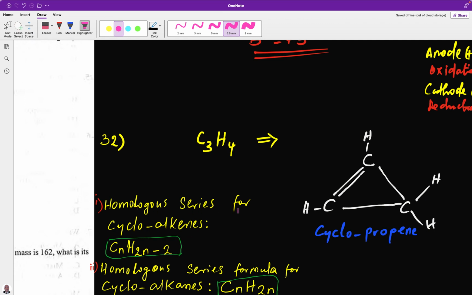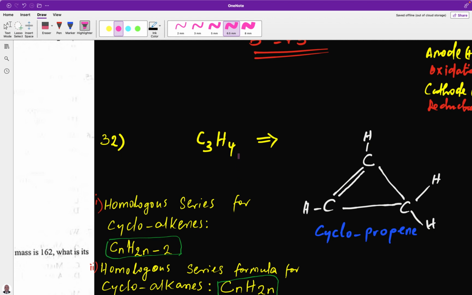For the homologous series for cycloalkenes, the formula is CnH2n minus 2. Since there are 3 carbons there, 1, 2, 3, it will say C3. Then how many hydrogens will be there? 2 times 3 is 6, 6 minus 2 is 4. This is what we have got here.